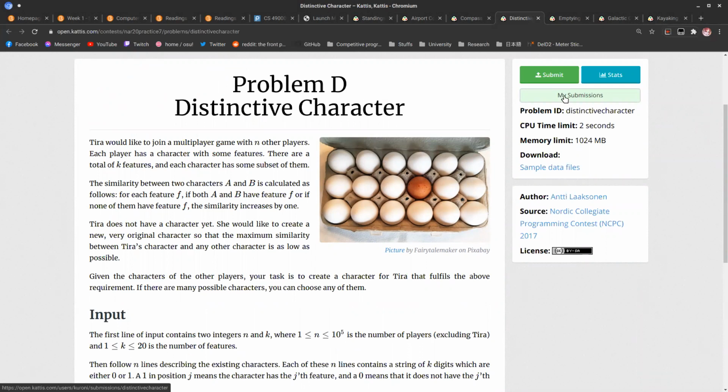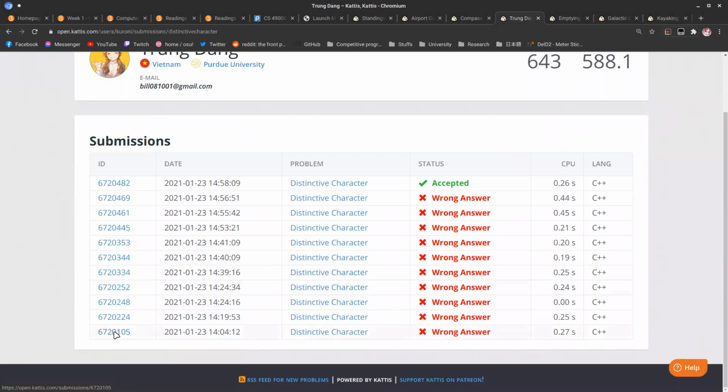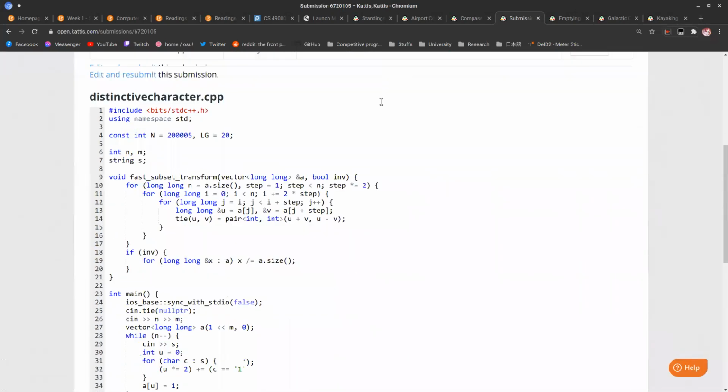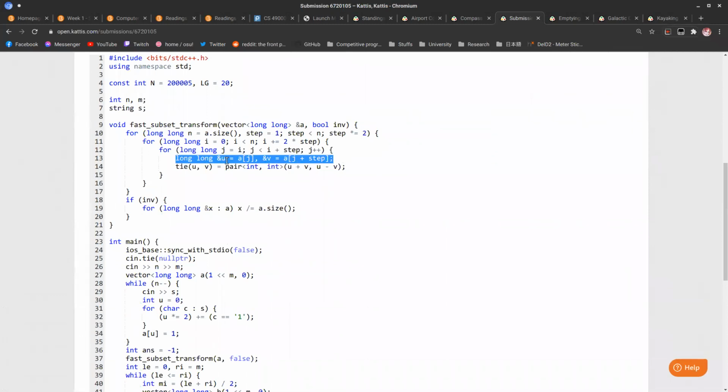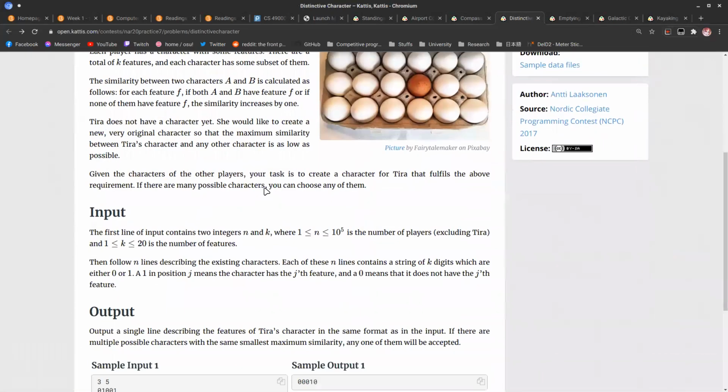I would want to share my bug too in case somebody got this wrong. So let's use my first solution. It's actually really close, but it got wrong on this test. My bug is that I initialized two long variables, but then I used pair<int> to package those two variables. So yeah, I should use pair<long>. Yeah, that's something you might want to keep in mind when you do other problems. So anyway, back to this problem.